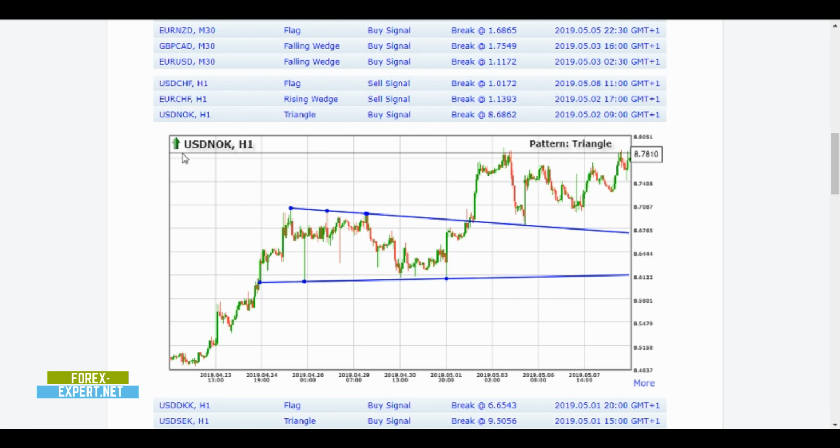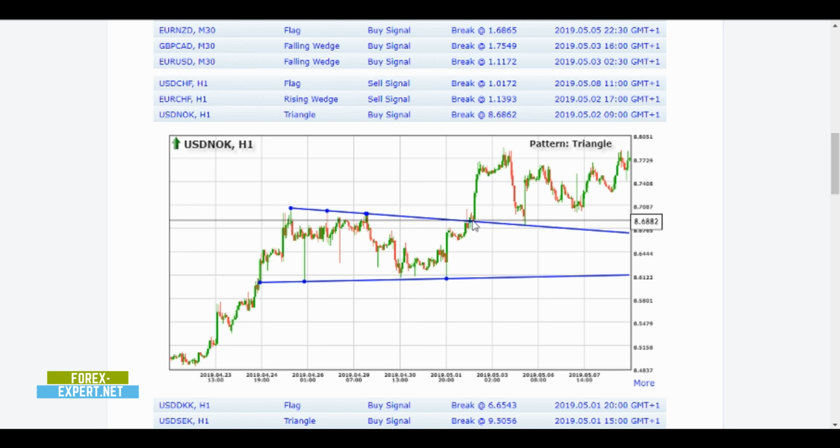For example, we have an uptrend here on the US dollar and the Norwegian krone. The pattern is a triangle. We have a buy signal, and in this case, we have a strong momentum preceding the pattern. Then the pattern is a little bit weaker than the trend momentum, and then the price goes up after the breakout. It's a very good signal.